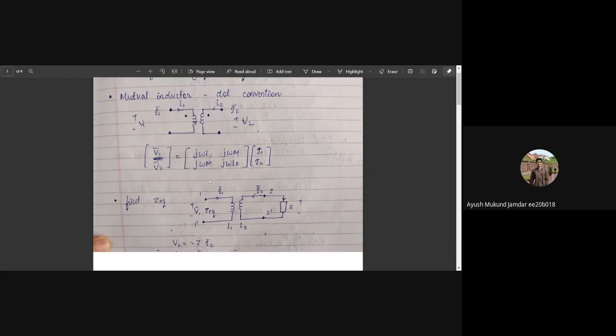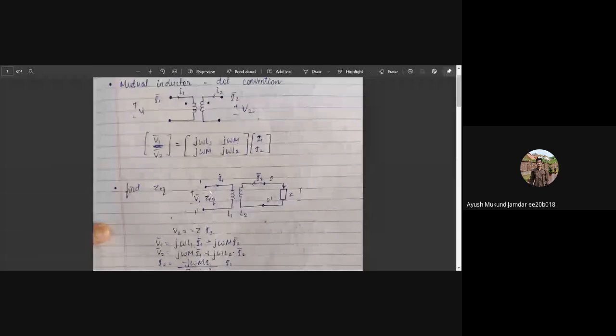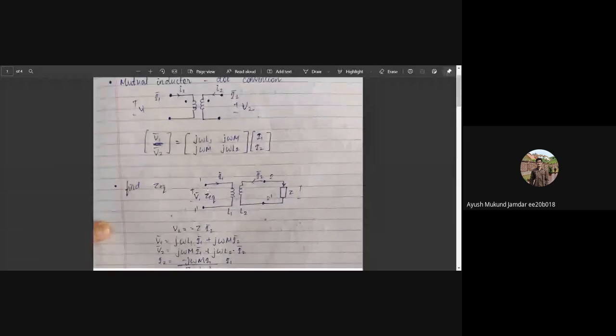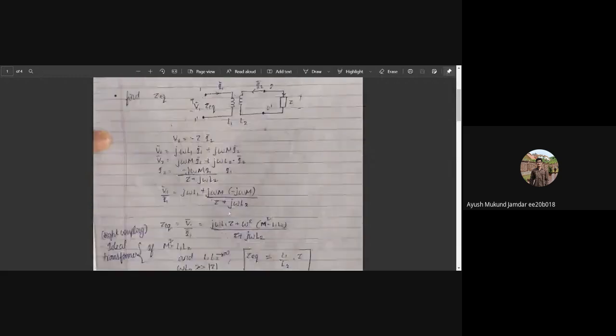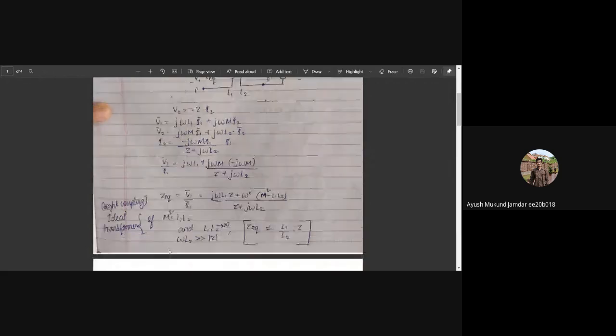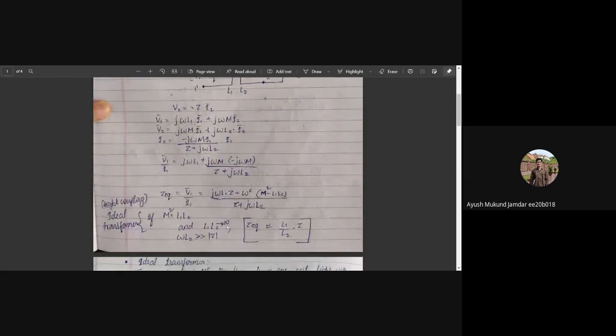So what if we put an impedance on the second port and we wish to find the equivalent impedance on the first port? So again, starting with the two equations that we already had, and V2 equals minus Z times I2, minus sign being taken because of the sign convention followed here. On solving these, we will get V1 bar by I1 bar is an expression something like this. Not a very beautiful expression, but if we take the ideal transformer, that is M square equals L1 L2, and both L1 L2 are very large, we'll get Z equivalent to be L1 by L2 times Z.